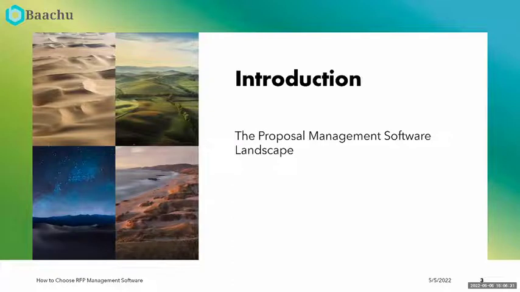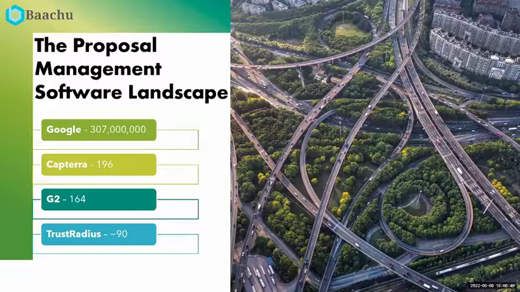The landscape, right? It could be desert, it could be sky, it could be the beach, it could be rolling hills. There is a software resource for everything these days. A Google search for proposal management software shows 307 million results. That like blew my mind.